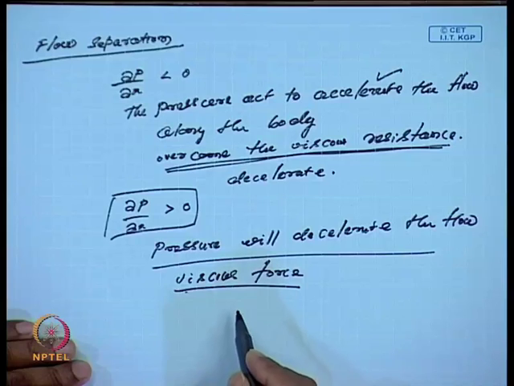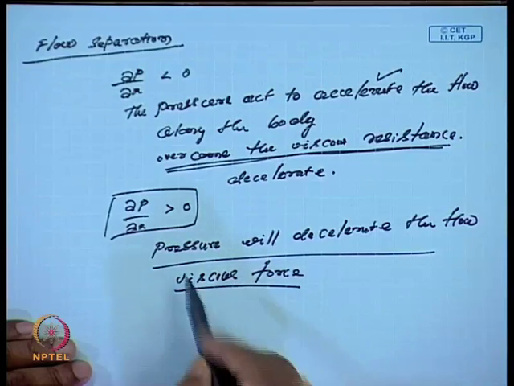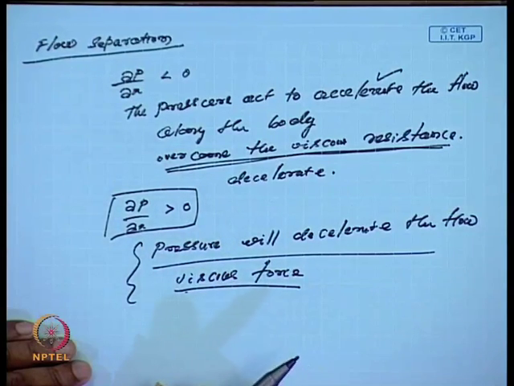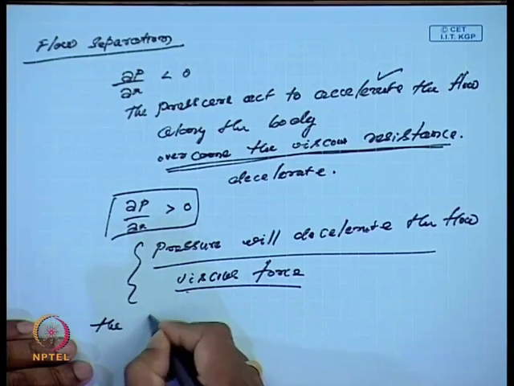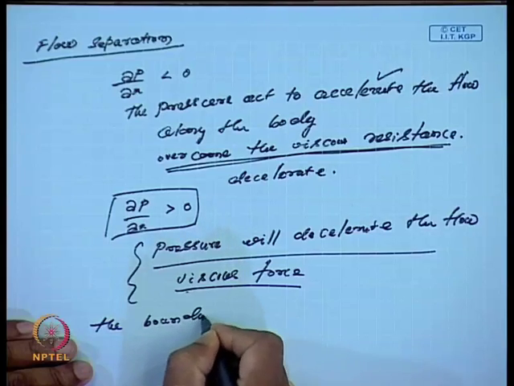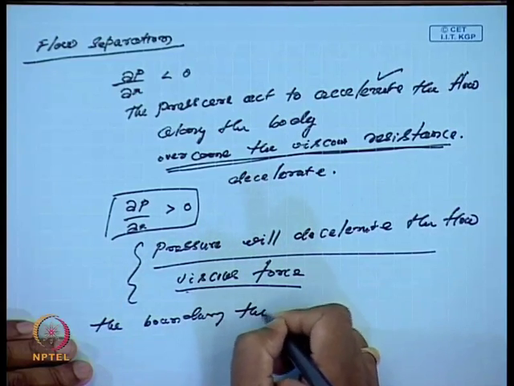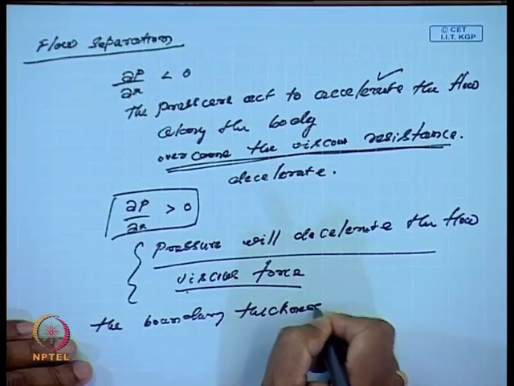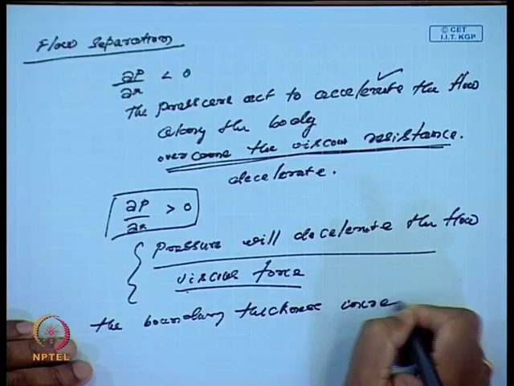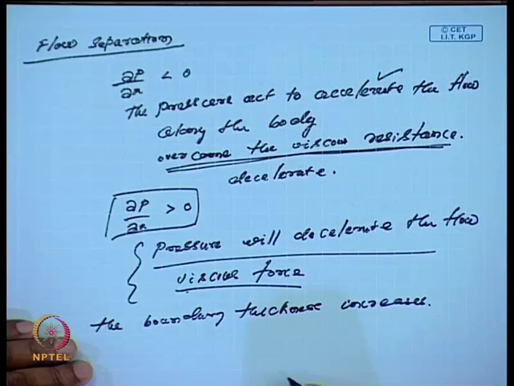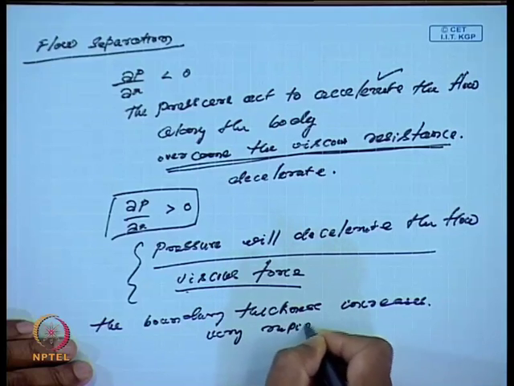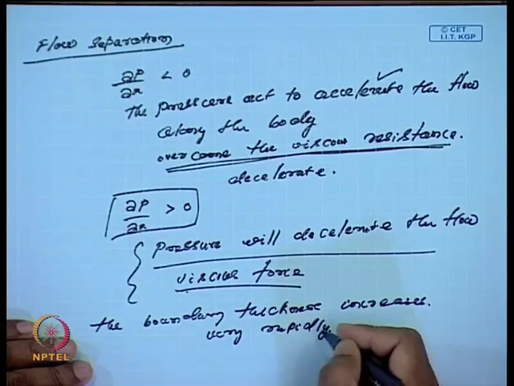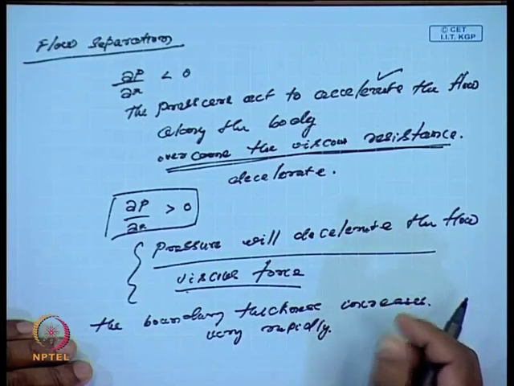Since there are two forces decelerating the flow, in the process the boundary layer thickness increases very rapidly, and the flow soon reverses.